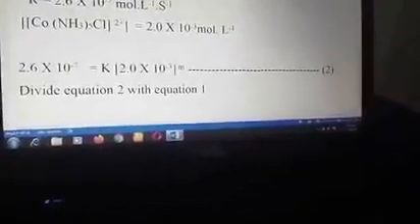Then divide equation 2 by equation 1. This is equation 2, 2.6 × 10^-7 is the rate, while in equation 1, the rate is 1.3 × 10^-7. So we divide the rates together, we have that. We now divide their concentrations together, we have that. You see that 10^-3 cancels 10^-3, and K also cancels K. So we are left with only 2 and 1, 2 up and 1 down.